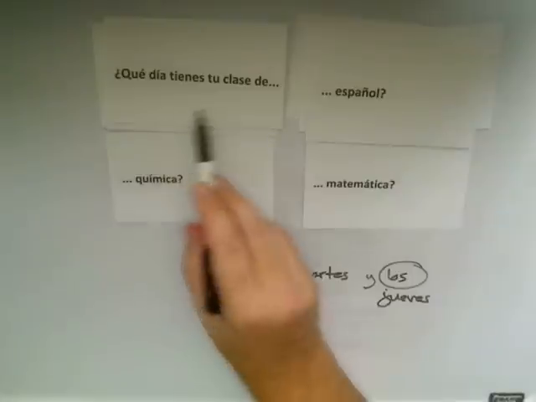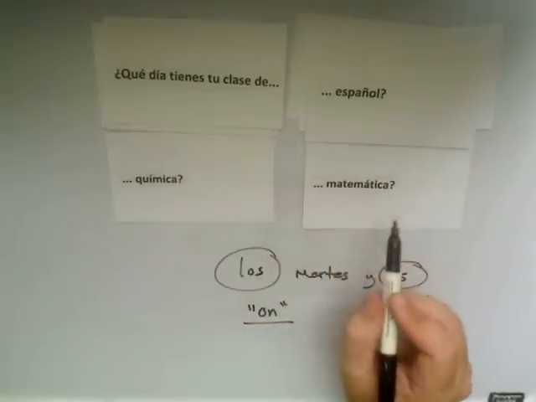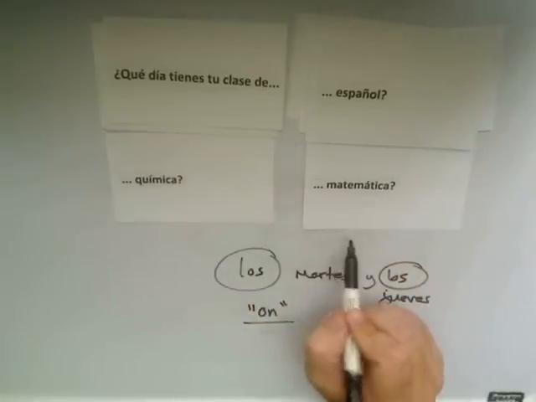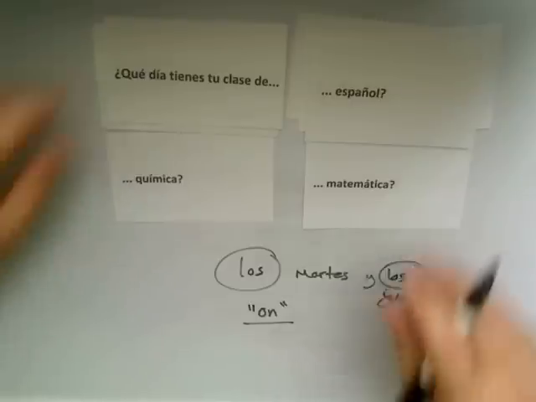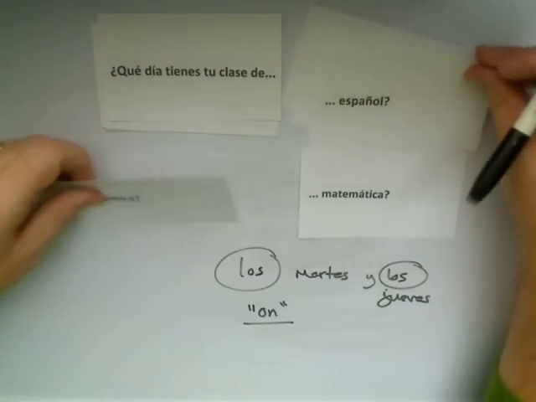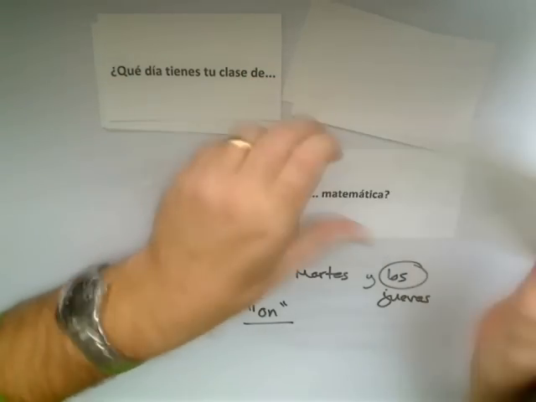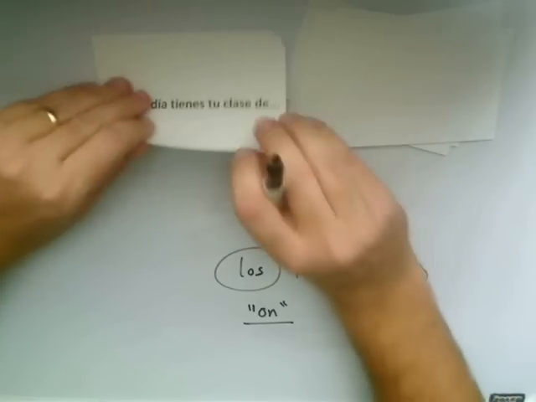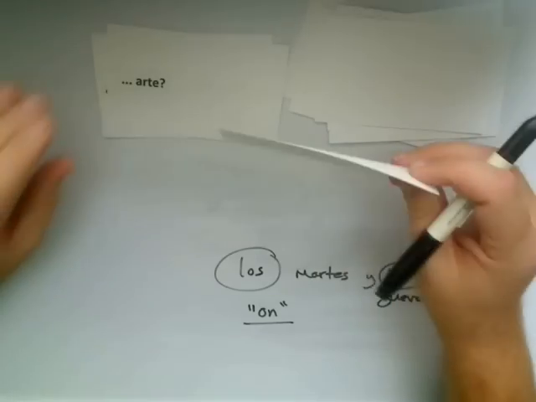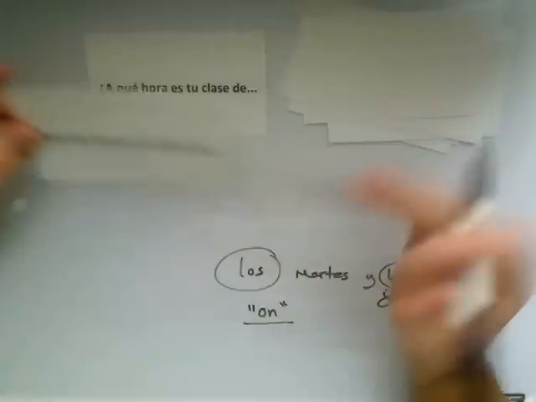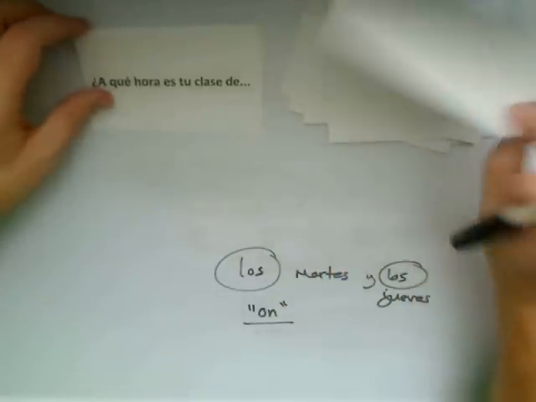Right? ¿Qué día tienes tu clase de matemática? Tengo clase de matemática los lunes, miércoles y viernes. Right? So, day of the week. Someone might ask you what day you have a particular class. ¿Qué día tienes tu clase de biología? Tengo clase de biología, right, los martes y jueves.